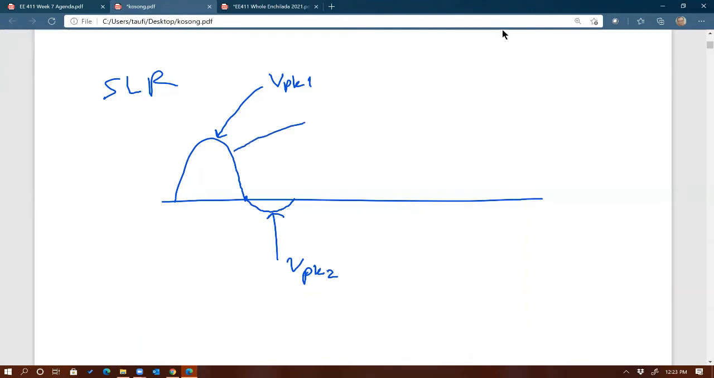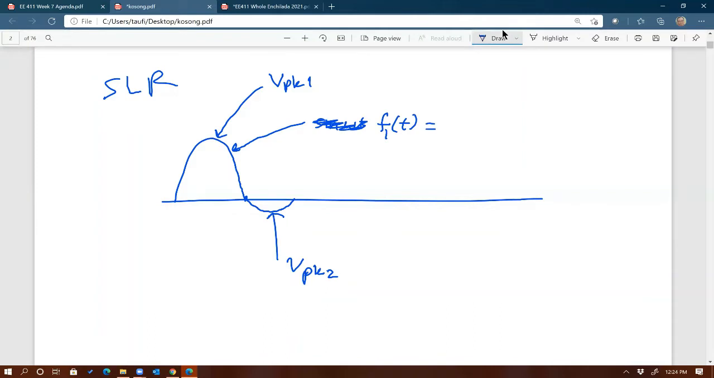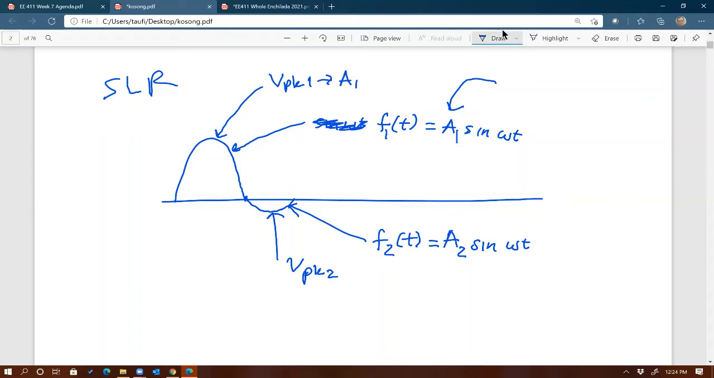So if I call this sine wave f1(t), a sine omega t, then this sine wave right there comes from a different sinusoidal waveform, with a different peak. So this is going to be peak 1, and this is going to be peak 2. And the peak values, this one is A1 and there's A2, will be determined by the source.